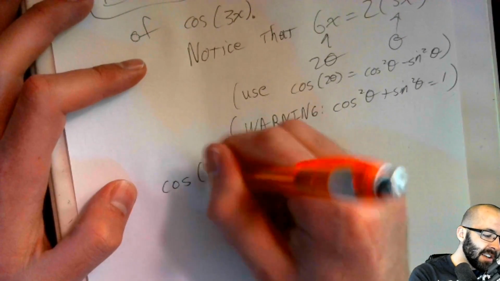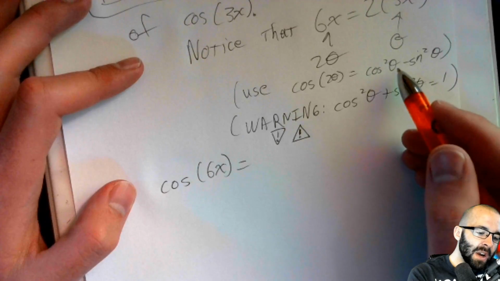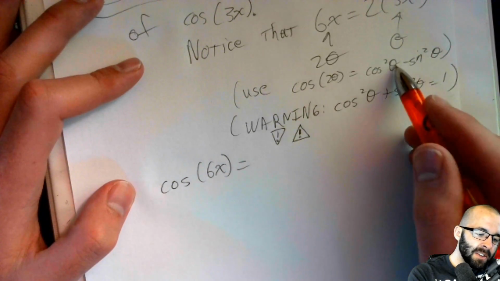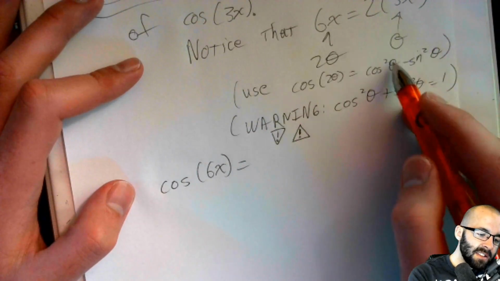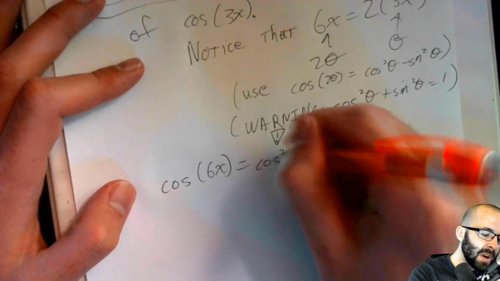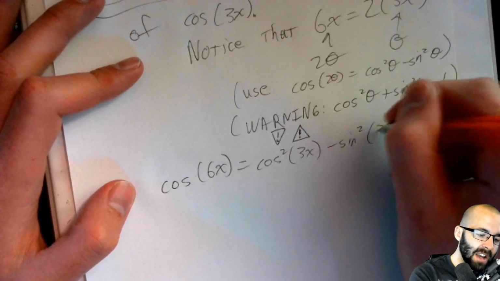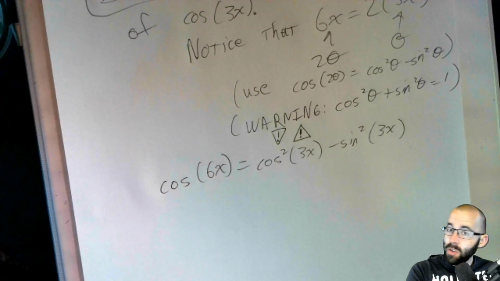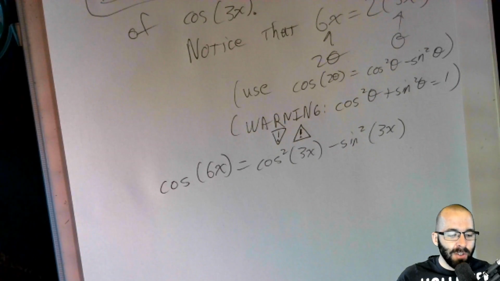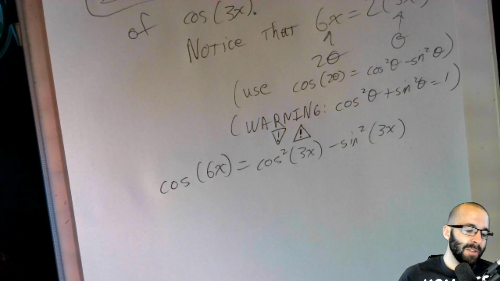So cosine of 6x is the cosine squared of, well, this is the double angle, which is the 6x. This is the single angle, which is the 3x. Okay, so cosine squared of 3x minus sine squared of 3x. And don't you dare try to use the Pythagorean identity here unless you use it correctly. If you use it correctly, you'll get one of the other forms of the double angle identity for cosine.